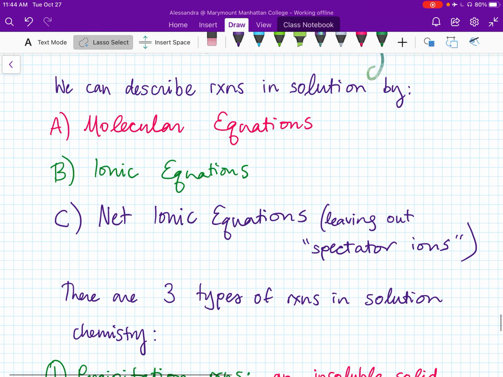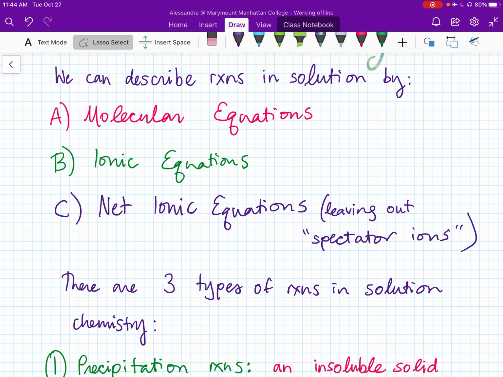Okay, so that's three ways that we can describe reactions by writing three different types of equations. But there are also three types of reactions in solution chemistry. And this video is just going to focus on the first one, but I'm just going to tell you that the three types of reactions in solution chemistry are precipitation reactions, which produce a solid, acid-base reactions, where an acid reacts with a base, and redox reactions, which is short for reduction-oxidation or oxidation-reduction reactions, in which electrons are transferred. I'm going to have at least one video devoted to each of those.